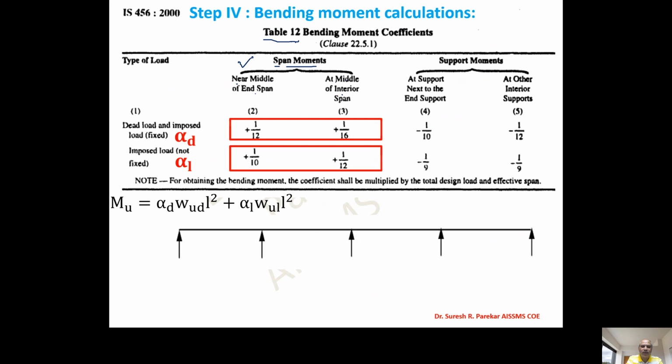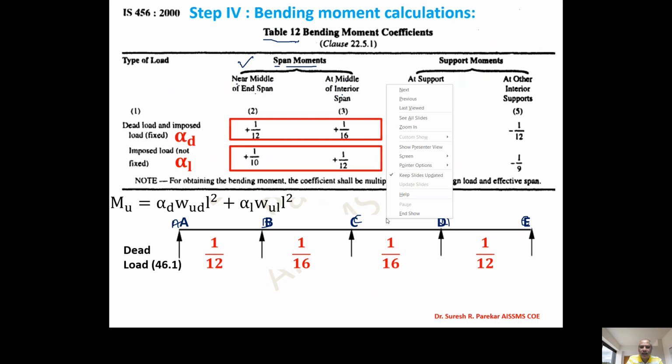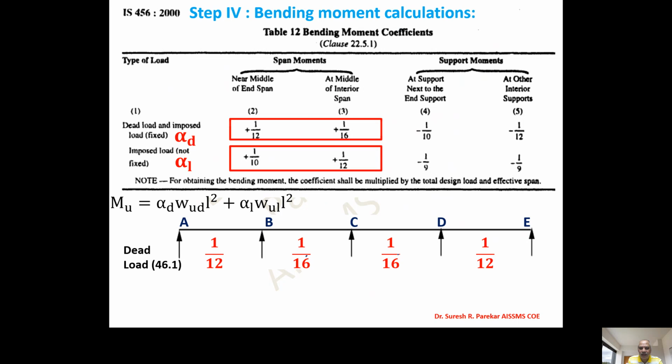So now you can see this. We have this A, B, C, D, E. If I mention this, we have A, B, C, D, E over there. And now you can see these values. That is 1 by 12 near middle of end span, 1 by 16 at middle of interior span. This is also middle of interior span, 1 by 16, and for D, which is near middle of end span. So for near middle of end span we have these two, and at interior we have these two. So 1 by 12, 1 by 16, 1 by 16, 1 by 12.